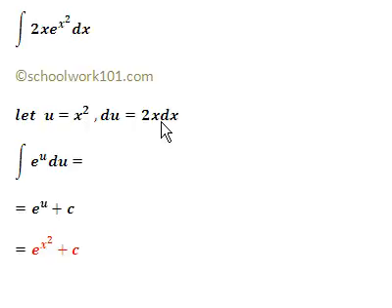And we have to note and remember this, that the integral of e to the u is just e to the u, and then remember we add c on the end, and then we go back and do our substitution where u is equal to x squared, and we're done.